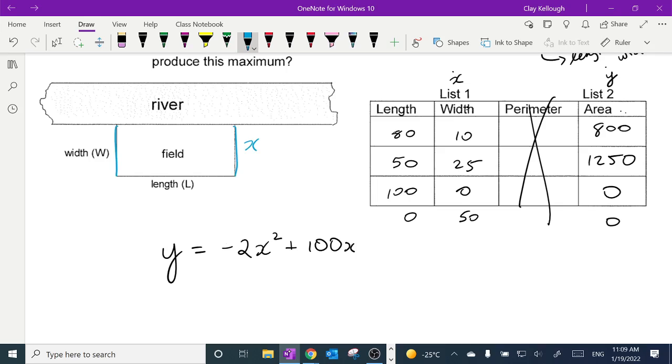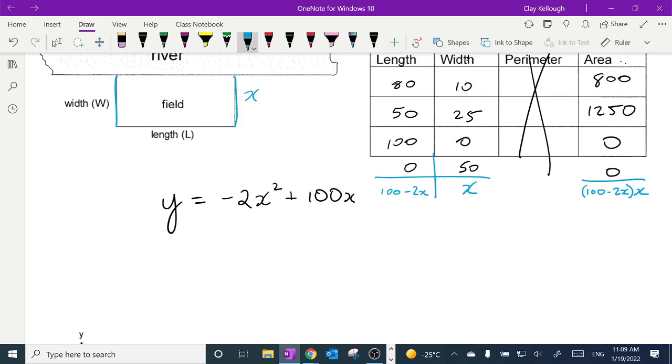So if I choose this to be x, what does this number over here have to be? It has to be 100 minus 2x. And then how do you find area? Well, area is just length times width. So it'd be length times width. So the other way to get this answer, this equation, is to just multiply that.